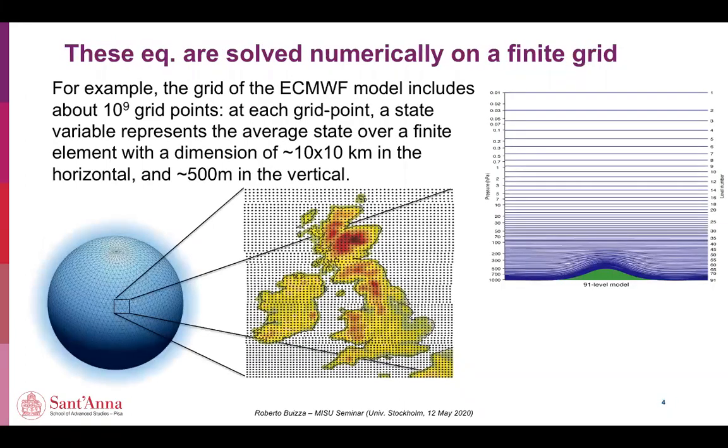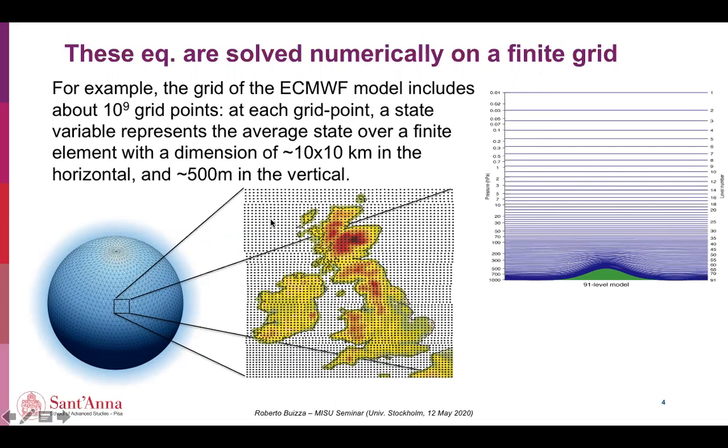These equations are solved numerically on a finite grid. As we all know, for example, the grid of the European Center model includes about 10 to the 9 grid points. The spacing of the grid points is now about 10 kilometers, 9 kilometers for the European Center high resolution system, 18 for the ensemble, with a spacing in the vertical of about 500 meters. So at the European Center, it's 137 levels in the vertical, 91 for the ensemble.